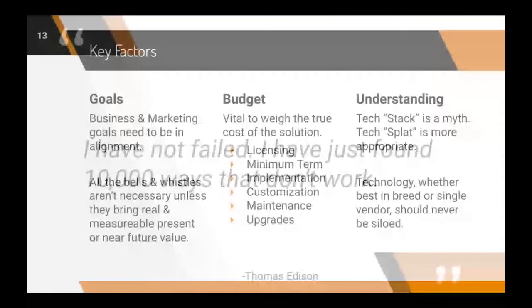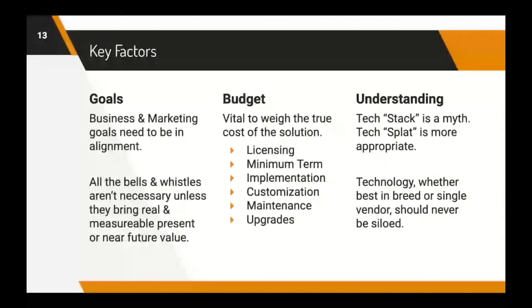And here are some key factors to consider whenever you're deciding on a new technology in the marketing and sales roles. Goals is number one. It has to align. Business and marketing and sales need to be in alignment when you're looking at the overall goals from a technology standpoint. All the bells and whistles aren't necessary unless they bring real and measurable present or near future value.